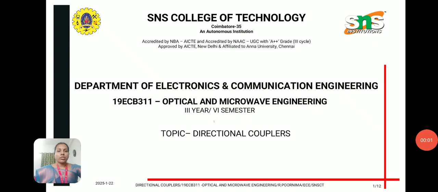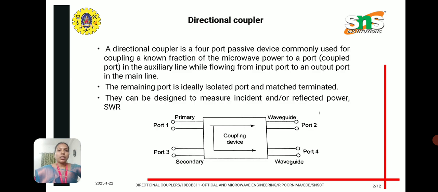Welcome to this video lecture on the subject Optical and Microwave Engineering. In this lecture we are going to discuss directional couplers. A directional coupler is a 4-port device which is used in microwave frequencies. It is used for coupling a known fraction of power into a coupled port in the auxiliary line.